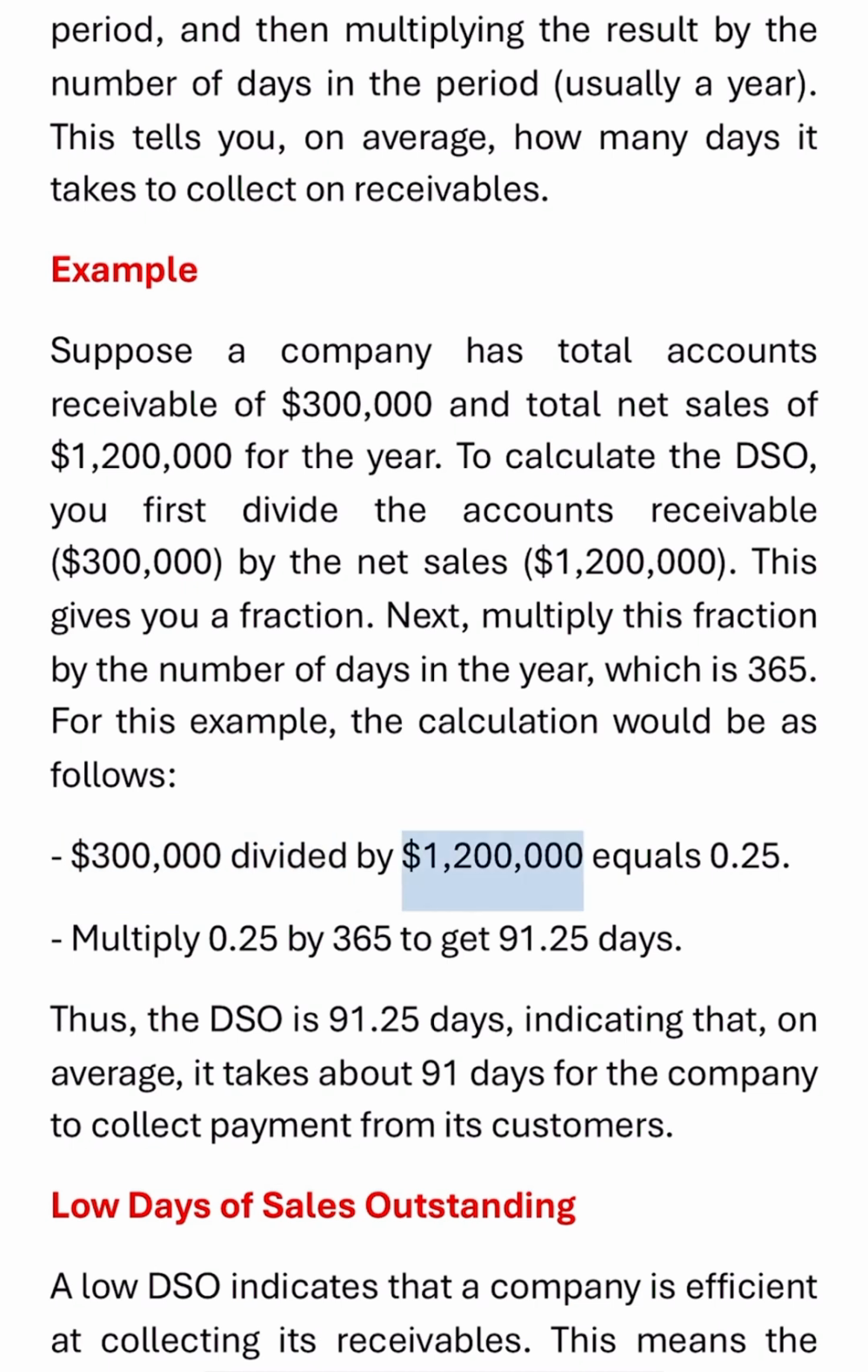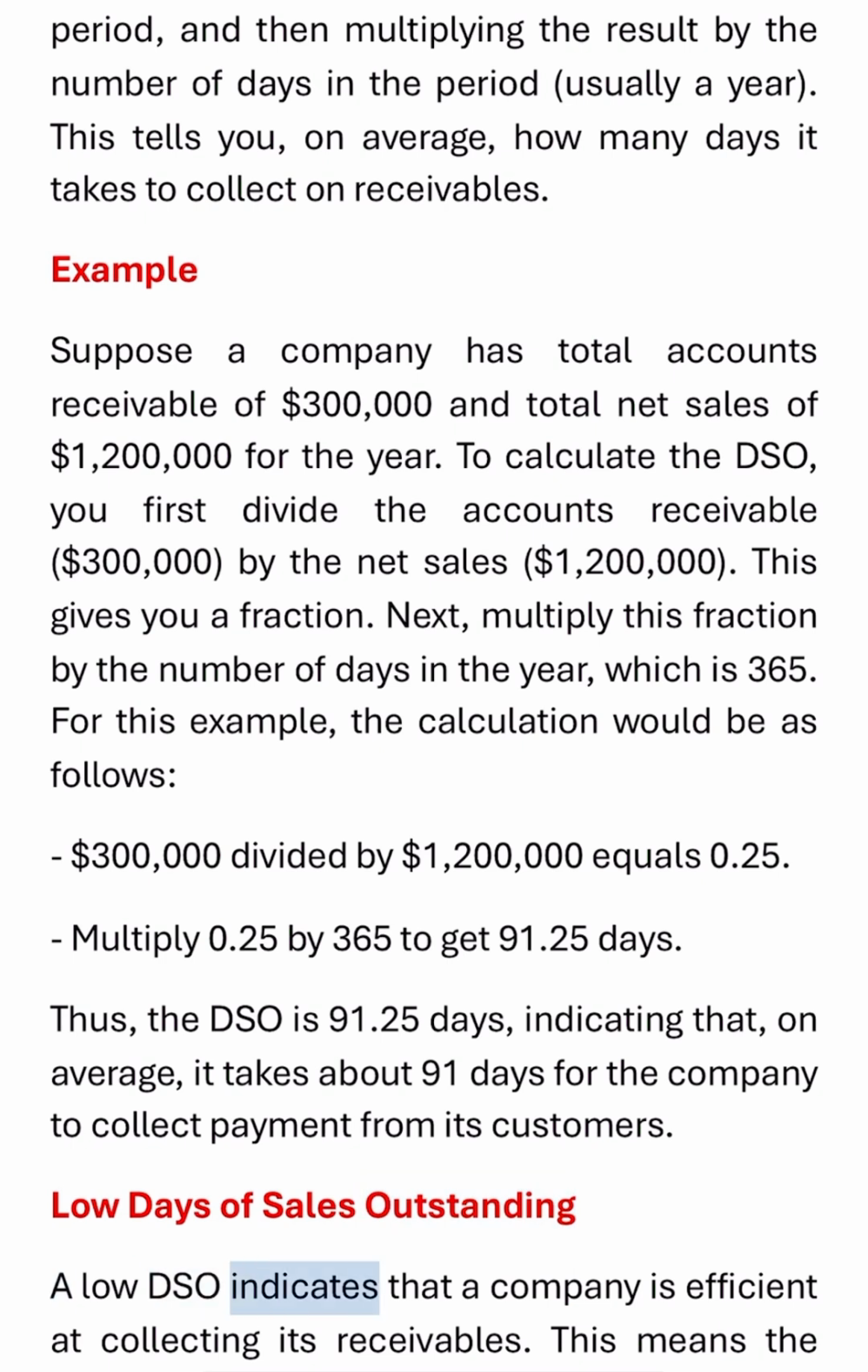$300,000 divided by $1,200,000 equals 0.25. Multiply 0.25 by 365 to get 91.25 days. Thus, the DSO is 91.25 days, indicating that, on average, it takes about 91 days for the company to collect payment from its customers.